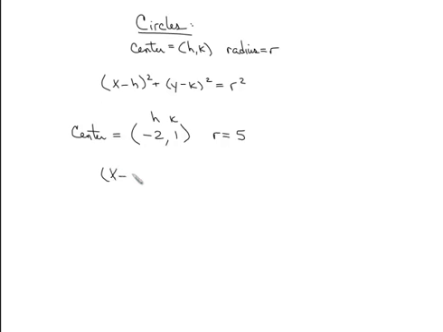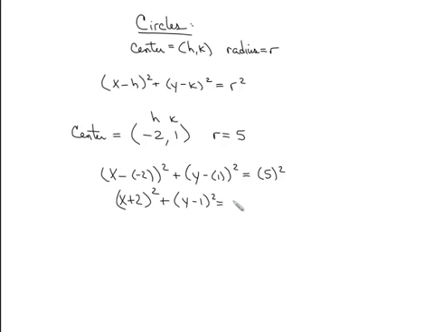So x minus -2 squared plus y minus 1 squared equals 5 squared. This becomes x plus 2 squared. This is y minus 1 squared. This is 25. That's the equation of the circle given that information. Notice that h appears to be the opposite of what it actually is. K appears to be the opposite of what it actually is.